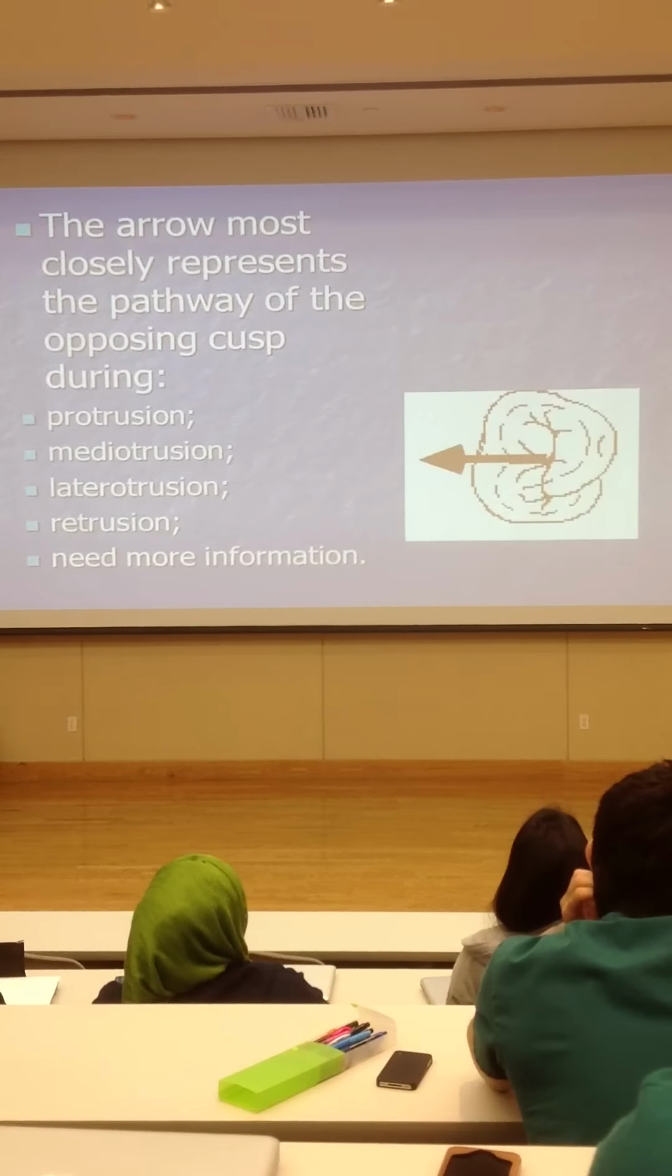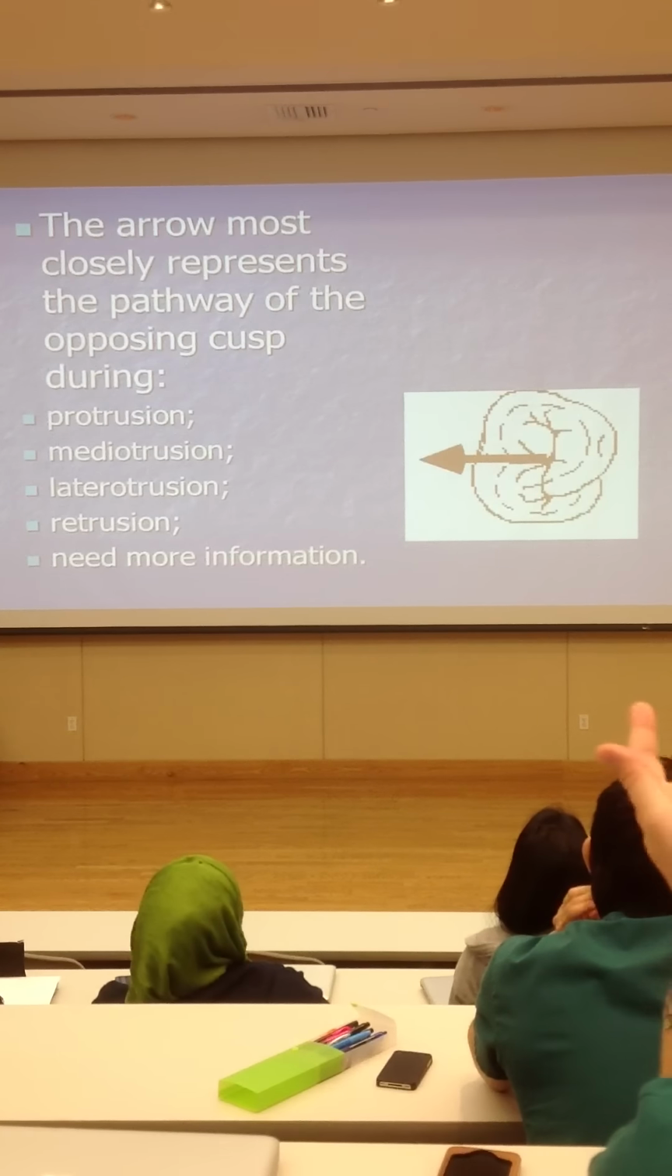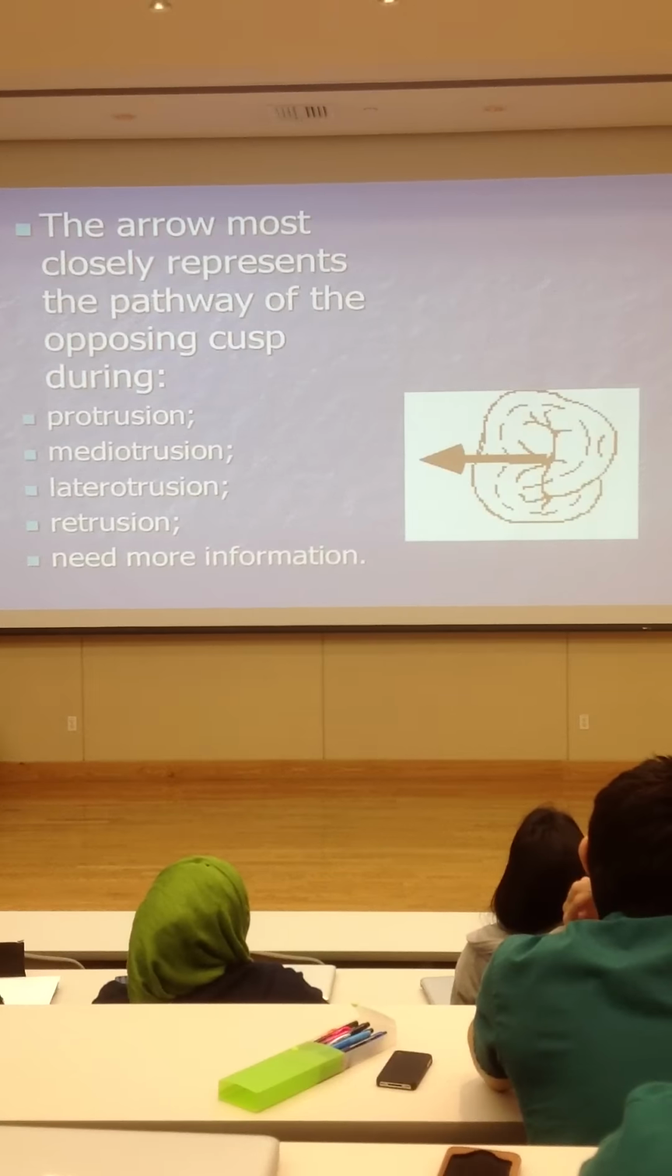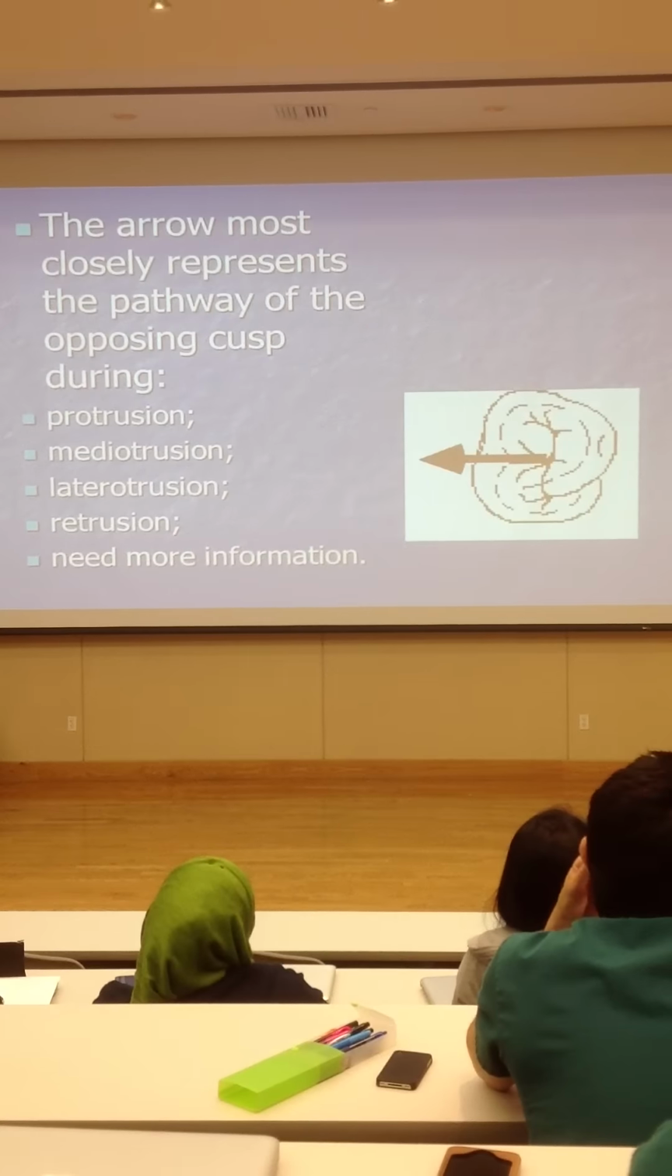Why is it laterotrusion? Because you know that the arrow is pointing towards the buccal side of the tube, so it's obviously moving towards the high part. That's part of it. The other part of it is the direction of the arrow. If the direction was not straight, but a little bit this way or this way, it would be a different answer.